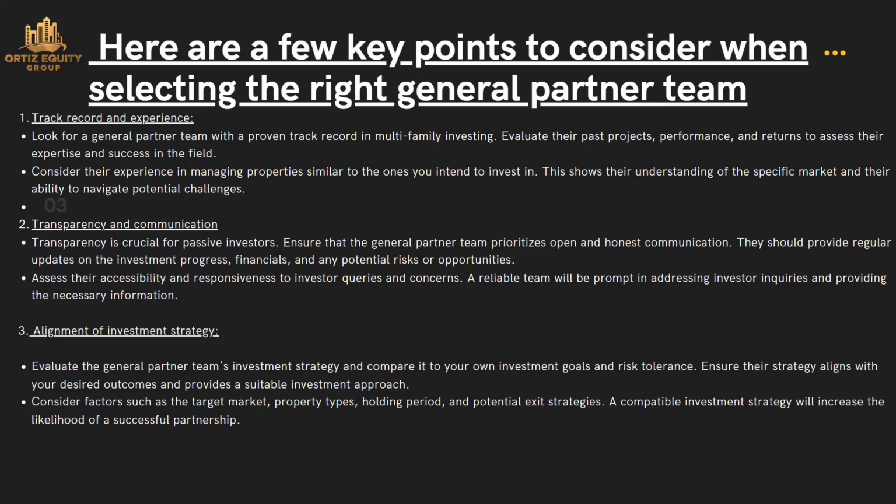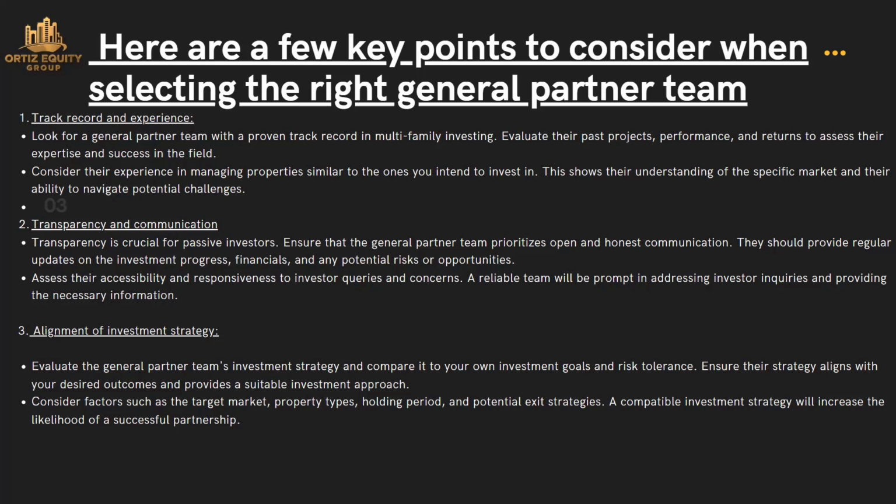Third thing we have here is alignment of investment strategy. Now, what you want to do is evaluate the general partner team's investment strategy and compare it to your own investment goals and risk tolerance. Ensure their strategy aligns with your desired outcomes and provides a suitable investment approach. Now, in this case, obviously you're relying a lot on the general partner team, but you want to make sure that the asset that you're going to be investing in is something that you have the right risk tolerance for. For instance, we do value add. Again, we don't do self-storage, we don't do any of that. So that is exactly what we do. And you want to make sure that your risk tolerance is according to this.